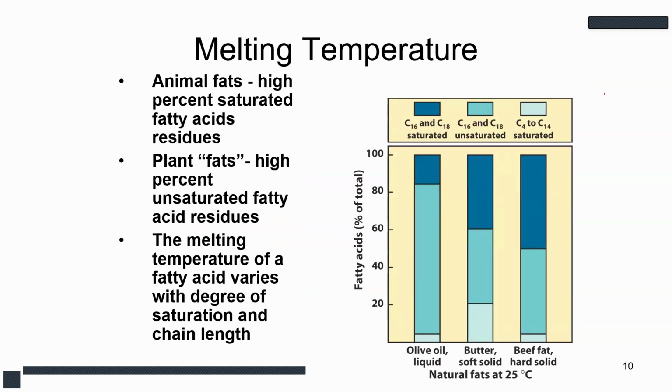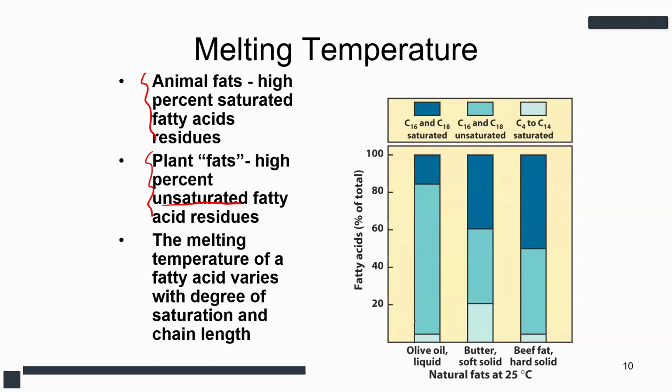Now, to go back to the physical properties of fats, animal fats have a high percentage of saturated fatty acid residues. Plant fats typically contain a higher percentage of unsaturated fatty acids, so more double bonds. Now, the melting temperature of a fatty acid varies with the degree of saturation and chain length. We've already talked about that.